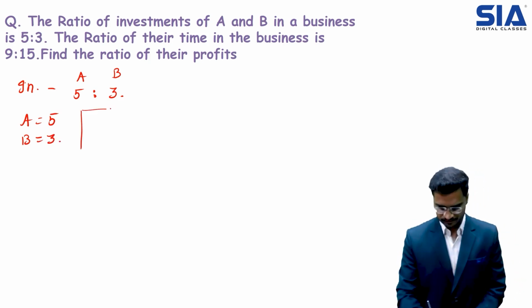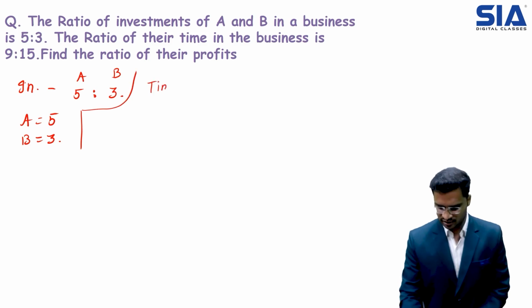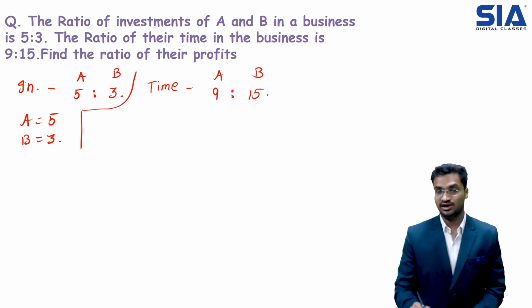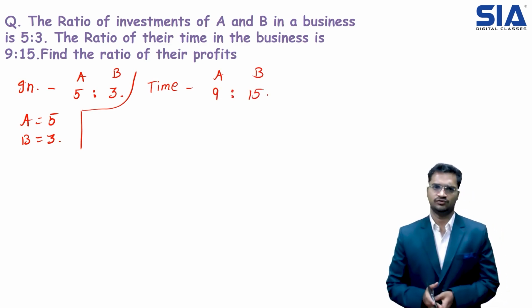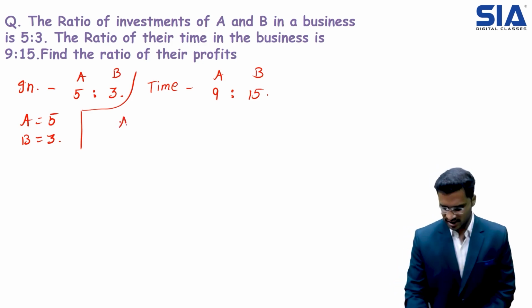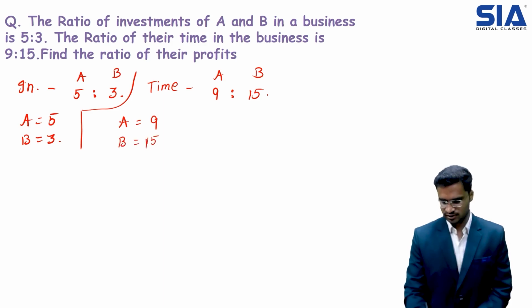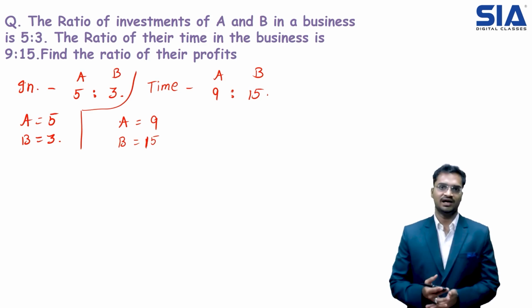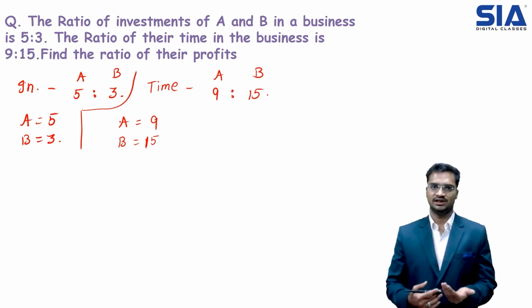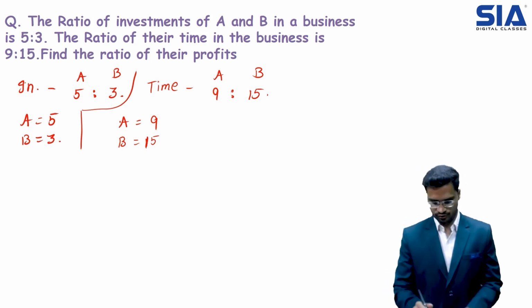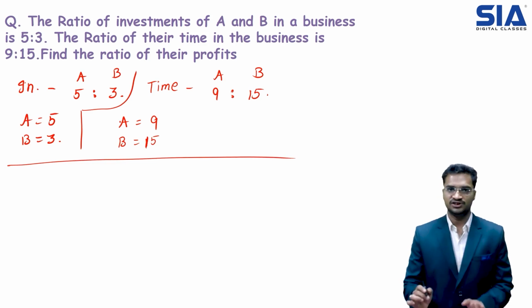In the same way, here the time periods of A and B are given as follows: 9 ratio 15. The time ratio of A and B is 9 ratio 15. So let us take A has stayed in the business for 9 months and B has stayed in the business for 15 months. So what I am doing, I am assuming the values of A, B myself and maintaining that particular ratio. So let us find the profit sharing ratio now.